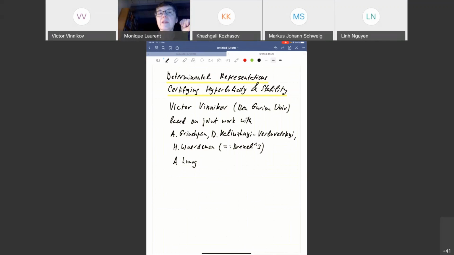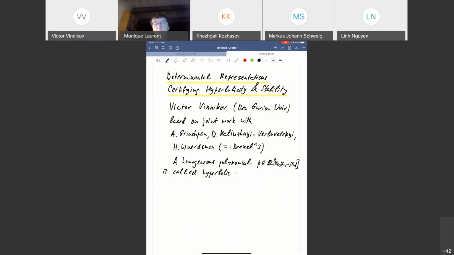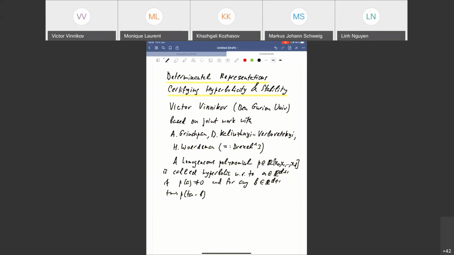So a homogeneous polynomial P, and for now it's d plus 1 variables, real coefficients, and I denote the variables x0 through xd, is called hyperbolic with respect to a point A in R^(d+1) if P of A is not 0, and for any B in R^(d+1), the one variable polynomial, so we restrict our polynomial to a straight line through A in direction B, has only real roots.